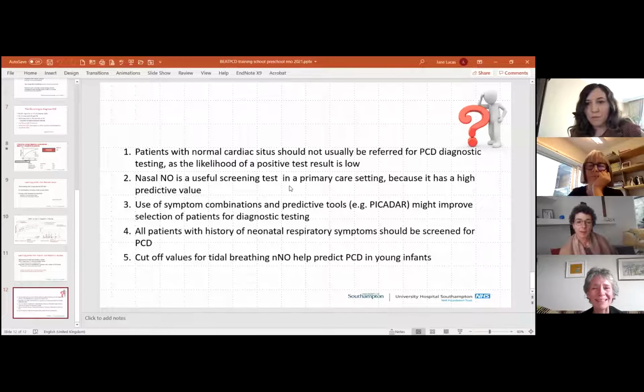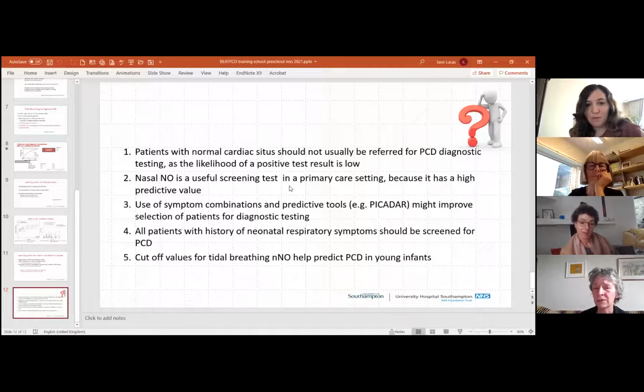And I think we've mentioned it several times that yes, they do help. So that's a good screening tool. And all patients with a history of neonatal symptoms should be screened for PCD. And I think we've all come to the conclusion from the discussions during our talks that that's not the case. We only want to see patients whose history fits PCD with more than neonatal respiratory symptoms. We don't want to see every preterm infant.